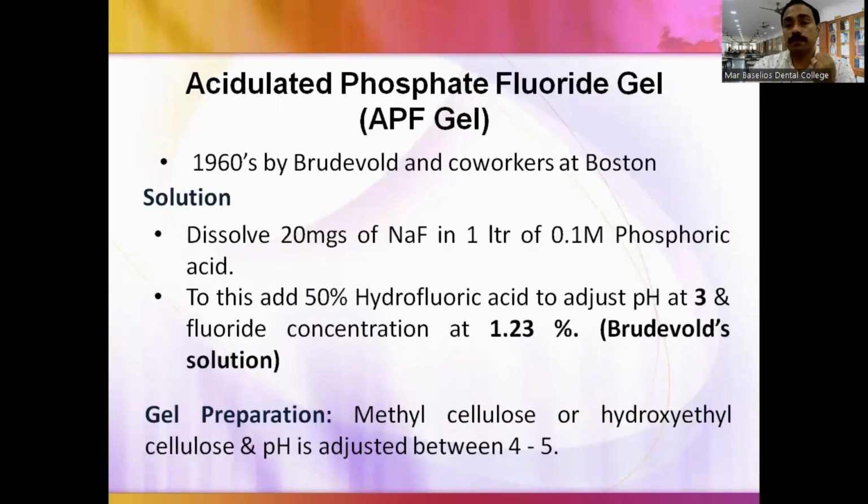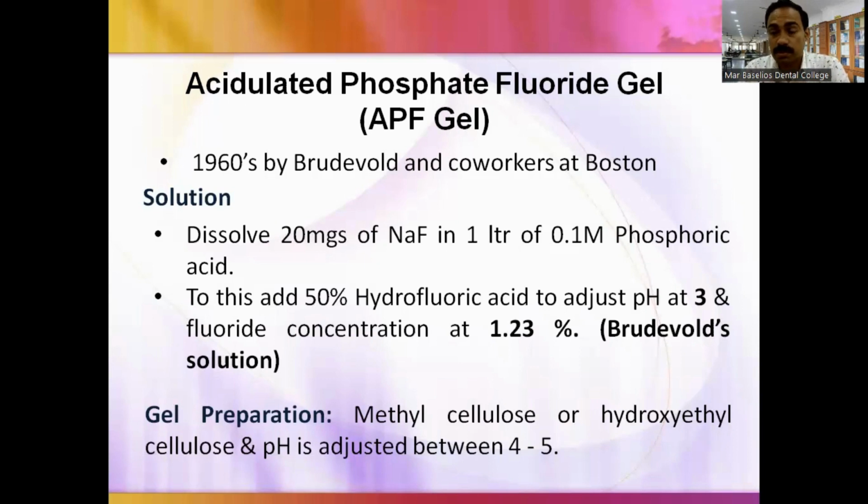Now moving on to the third fluoride compound, which is APF gel, acidulated phosphate fluoride gel. This was invented by Brudevold and co-workers at Boston in the 1960s. How the solution is made is that you dissolve around 20 milligrams of sodium fluoride in 1 liter of 0.1 M phosphoric acid. To this you add 50% hydrofluoric acid to adjust the pH to 3 and the fluoride concentration to around 1.23%. So this solution is known as the Brudevold solution.